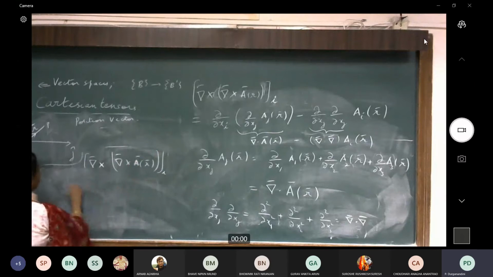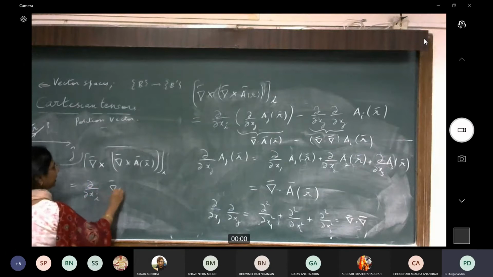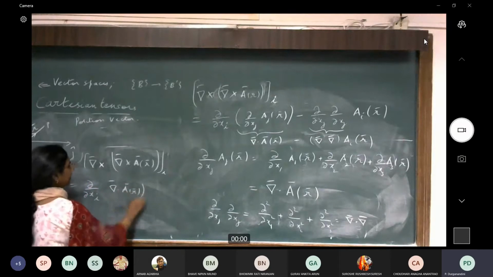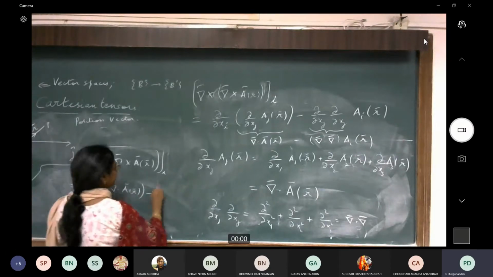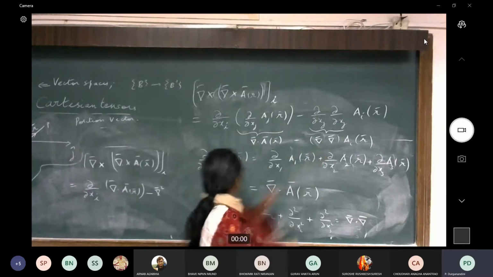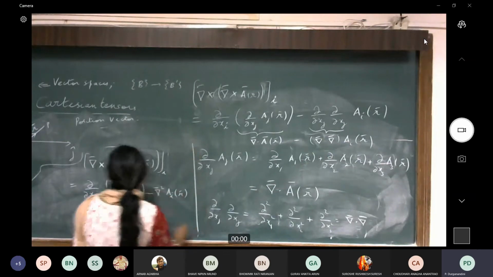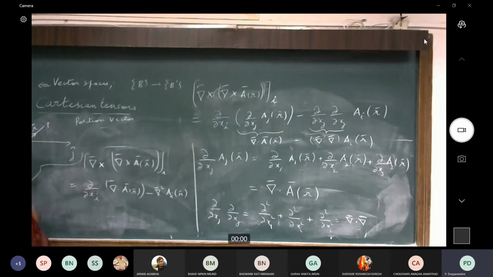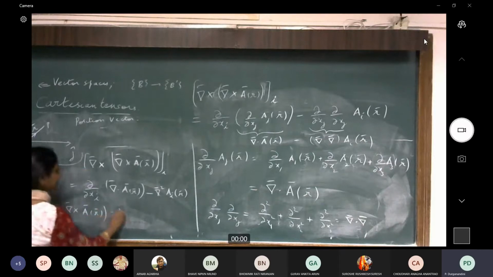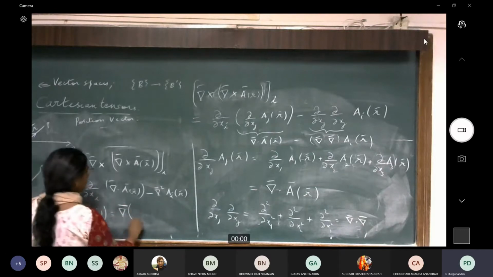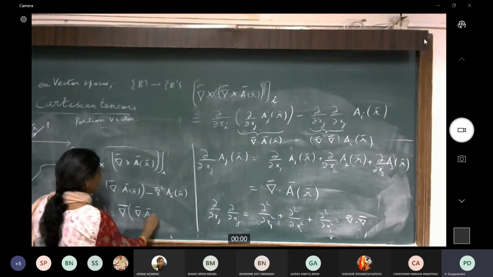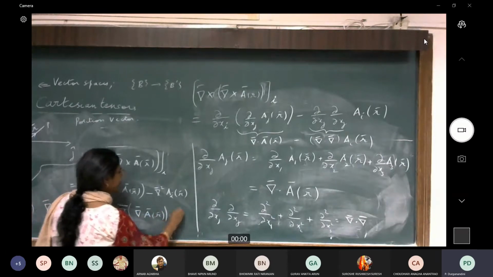Or in other words, what we have shown is that the ith component is nothing but del by del xi of del dot A of r minus del square. So if I write this del dot del as del square of Ai of r. And now I can write this in the usual fashion without putting a component form. So this tells me that this is gradient of del dot A of r minus del square A.